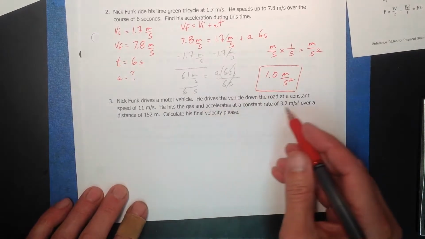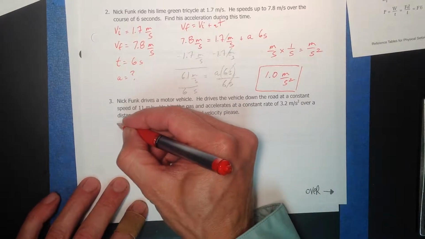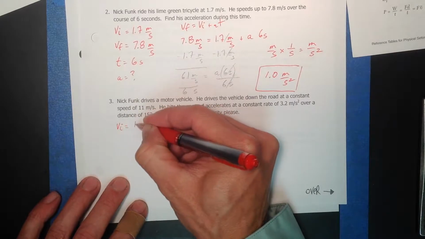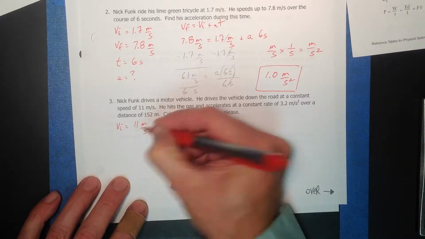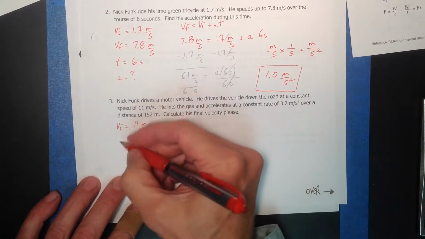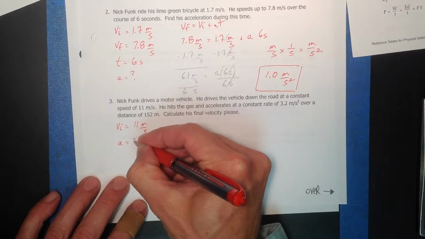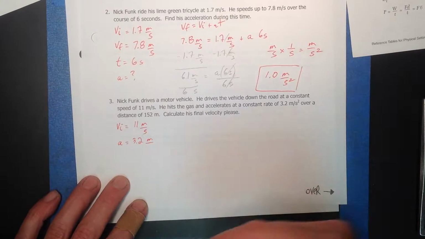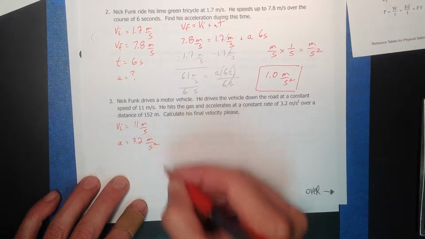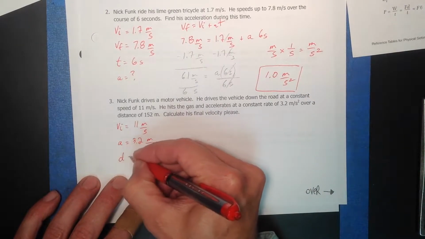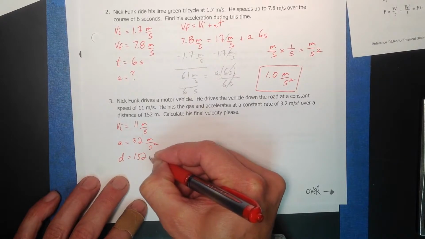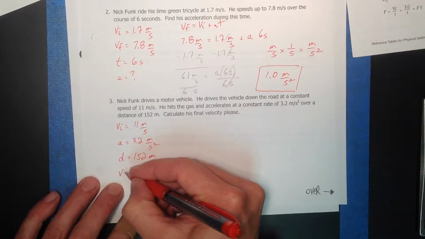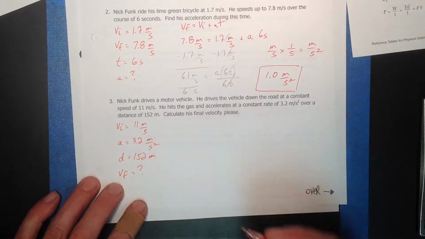Some of the variables we have. Drives at constant speed. So that's, hopefully you recognize, our initial velocity of 11 meters per second. Hits the gas and accelerates. It gives you acceleration of 3.2 meters per second squared, or meters per second every second. And the distance is 152 meters. Final velocity, VF, is what we need.